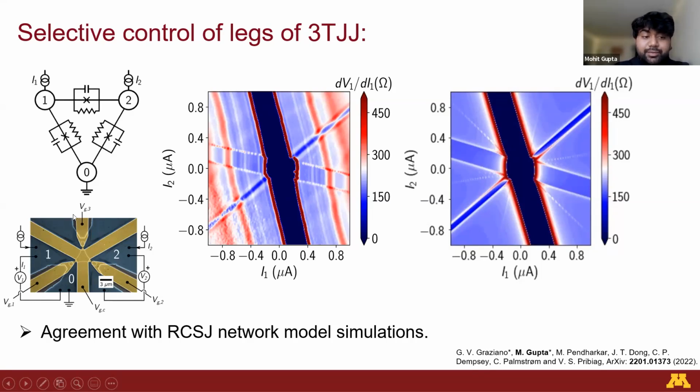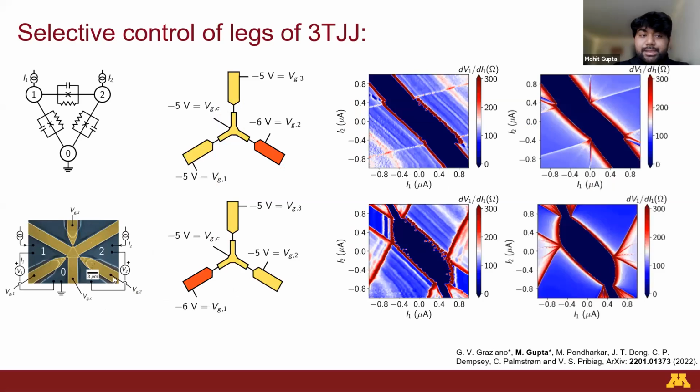So when we change VG3, we only change the resistance R3. That is, we put R3 greater than R2 and R1, which are the resistances of these two terminals. And we get this map after doing the simulation, and this agrees quite well with what we observe experimentally. Similarly, one can do this for the other two arms as well.